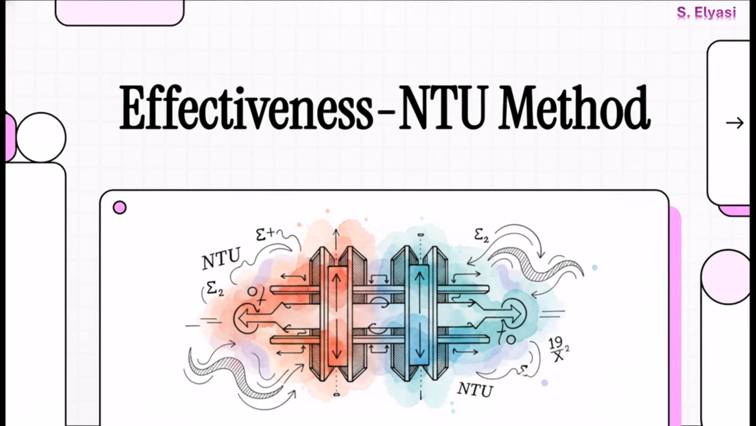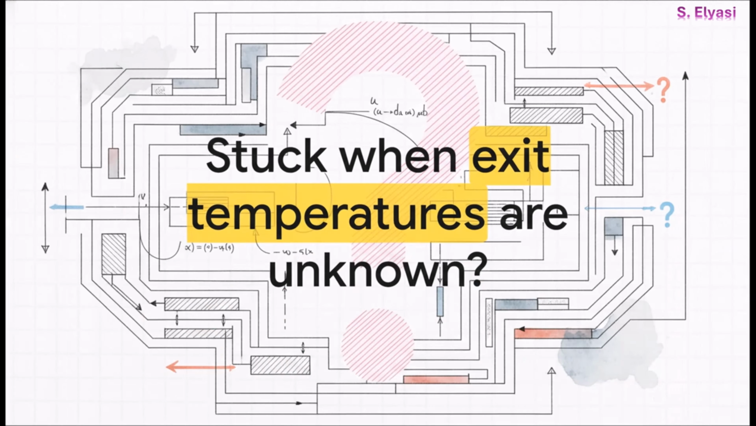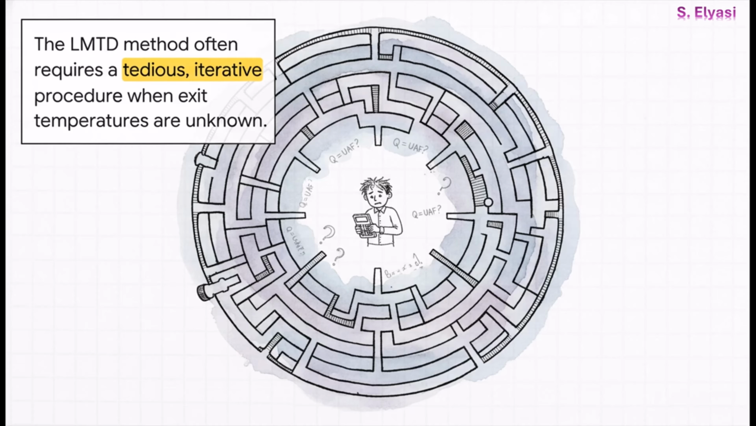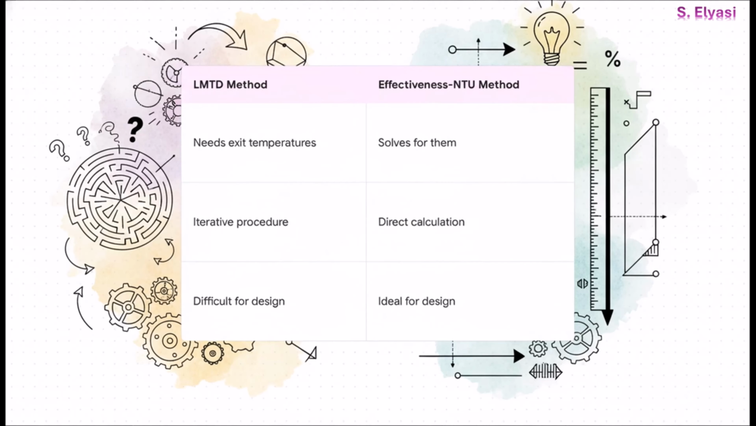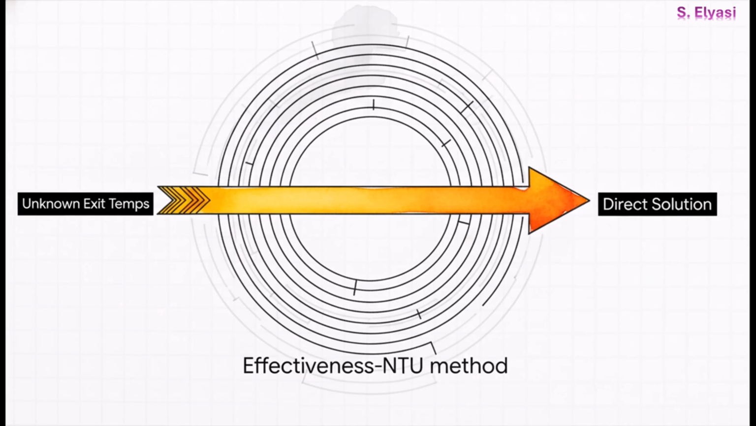All right, let's dive into a really powerful tool for analyzing heat exchangers, the effectiveness NTU method. Ever been stuck on a heat exchanger problem because you don't know the exit temperatures? Yeah, it's super common. The usual LMTD method can get you stuck in a frustrating loop of just guessing and checking. Ugh! So there has to be a better way, right? What if you could just calculate it directly? Okay, let's get into it.